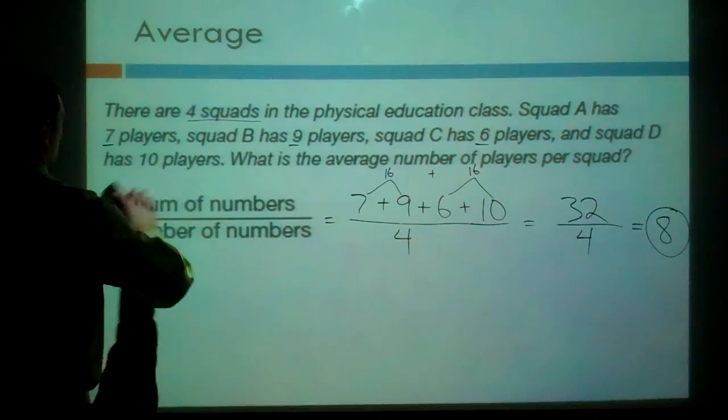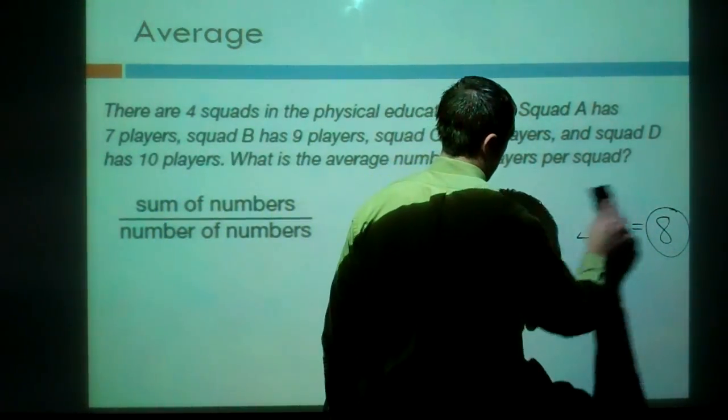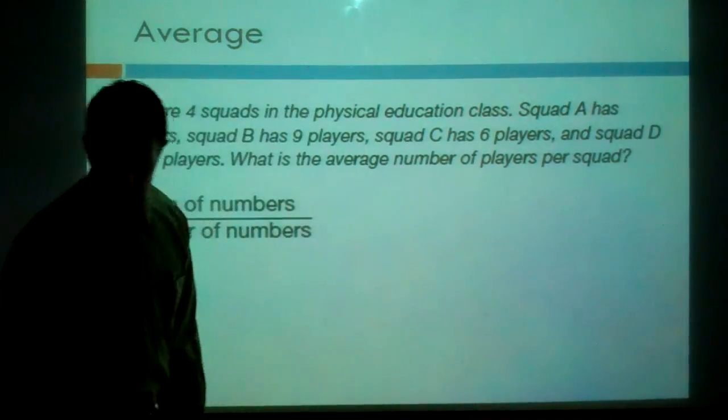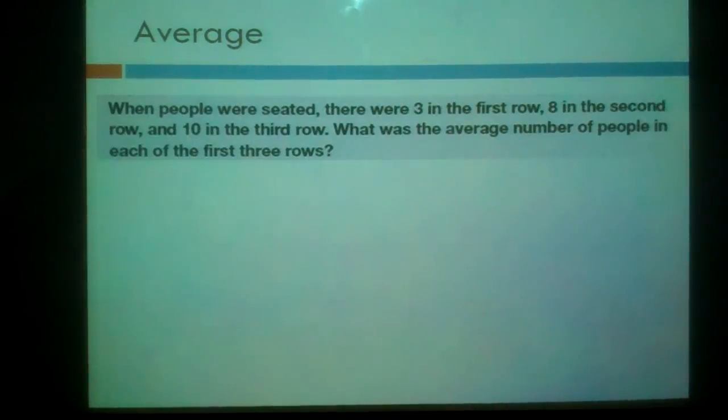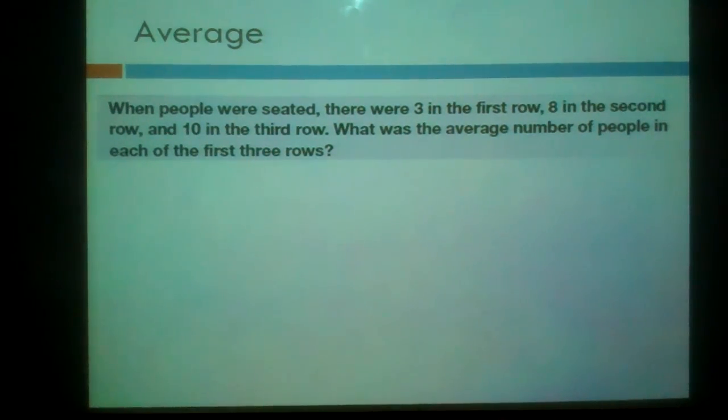We're going to take a look at some more of those here, because that's a big concept in math, being able to find the average of something. So let's look at this one. When people were seated, there were 3 in the first row, 8 in the second row, and 10 in the third row. What was the average number of people in each of the first 3 rows?